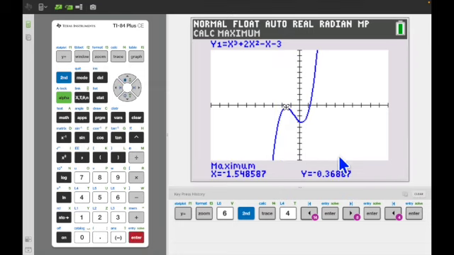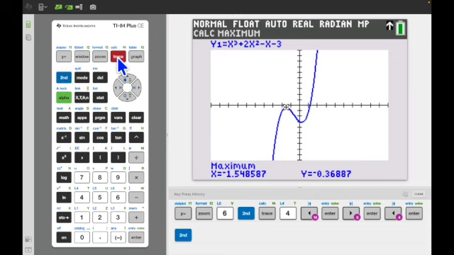So my maximum for this graph is the coordinates -1.549, -0.369, or in college algebra, you might say that there's a maximum value of -0.36887 when x equals -1.548587. To find the minimum, we follow the same steps.